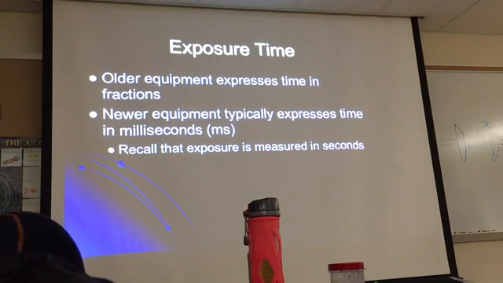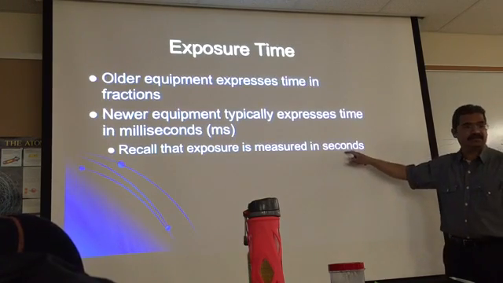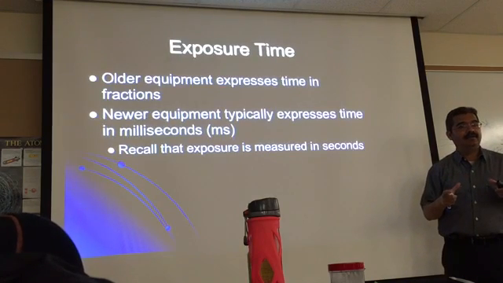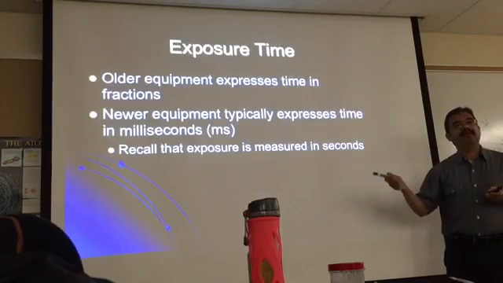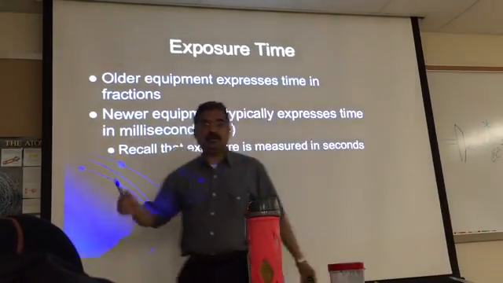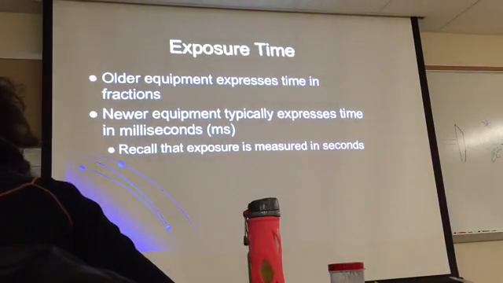There's something to be aware of. Recall that exposure is measured in seconds. Okay. All right. When you're doing exposures, remember that's always going to go back to seconds. Did you see our little ion chamber? What was it measuring in? Roentgens per minute or roentgens per second, either way. Okay, so exposure is always measured in seconds, not milliseconds.